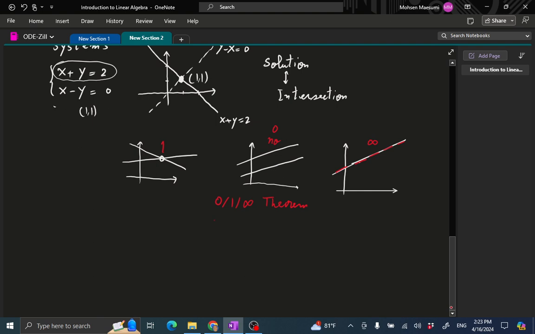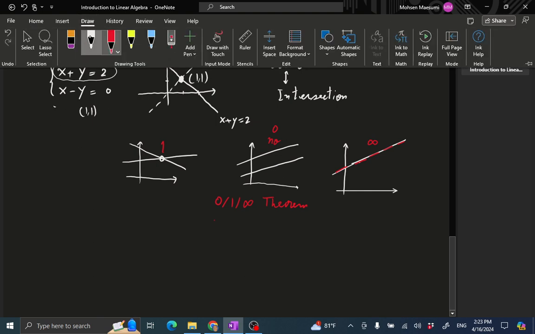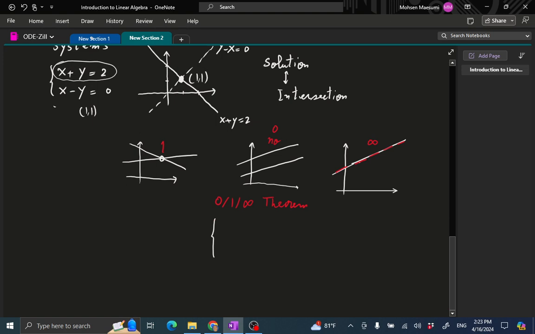Suppose I have a system of equations that looks like 2x plus 3y equals 6, and the other one is 4x plus 6y equals, let's say, 18. How do we know that this system doesn't have a solution? Would you want to pause for a second and guess for yourself? Why is it that this system has no solution?